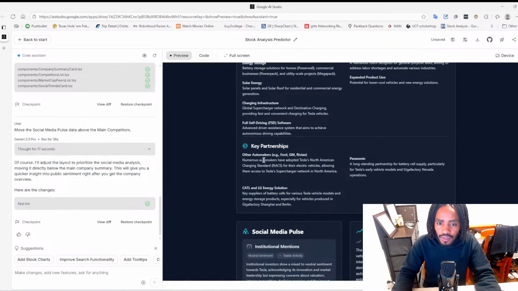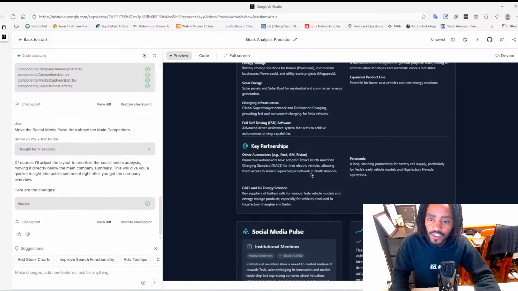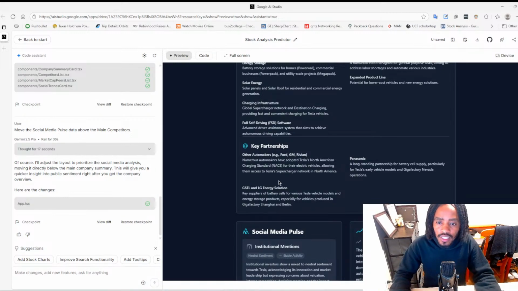Key partnerships, if we look here, autonomous, other automakers like Ford and GM and Rivian. Numerous automakers have adopted Tesla's North American Charging Standard for their electric vehicles, allowing them access to Tesla's Supercharging network across America. And then also their partnership with Panasonic, a long-standing partnership for battery cell supply, particularly for Tesla's early vehicle models and Gigafactory Nevada operations.